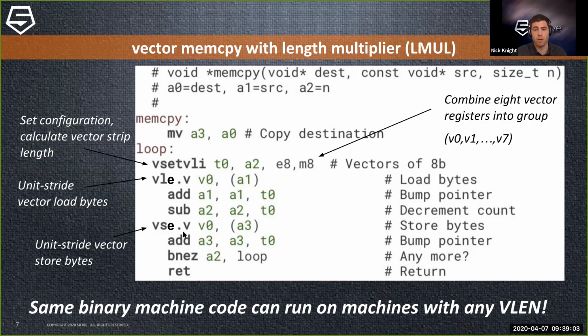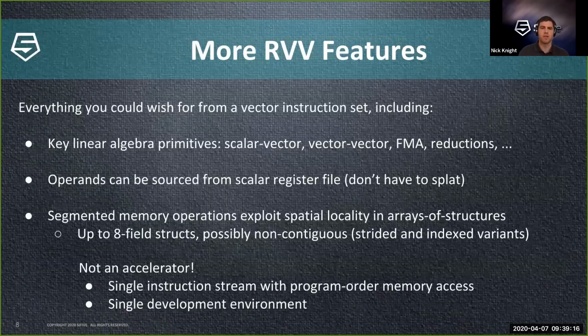So it's very easy to take advantage of this new feature. Again, this is portable code that can run on machines with any vector length. That's a really huge feature of RISC-V vectors that I want you to get out of this talk: this portability and ease of programming. Of course, there's a bunch of other useful features. I lead the software performance team, so we demand having a rich set of linear algebra primitives: scalar-vector, vector-vector, fused multiply-adds, reductions, operations of that type.